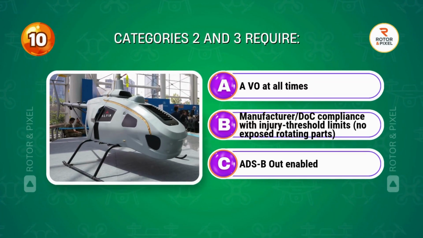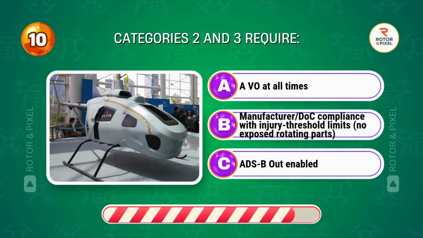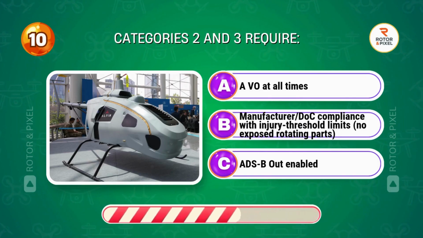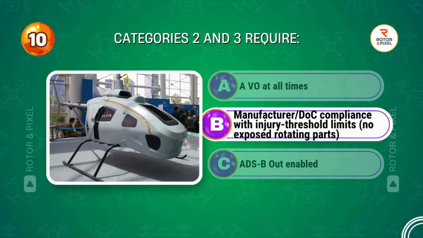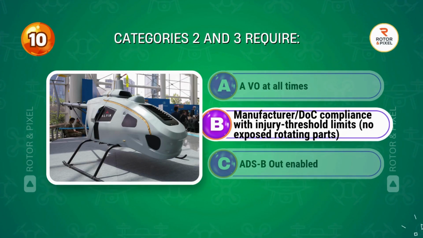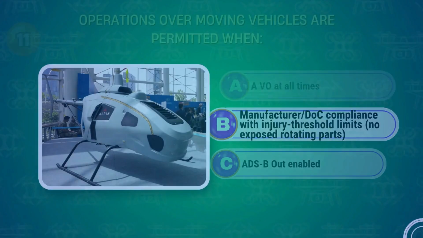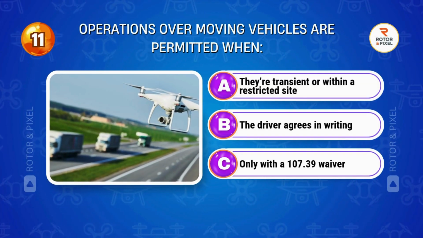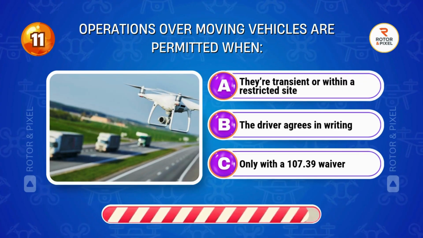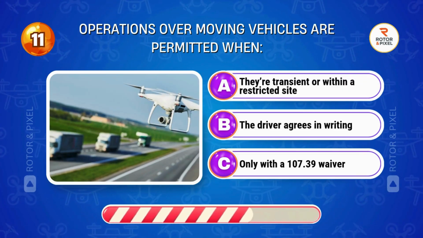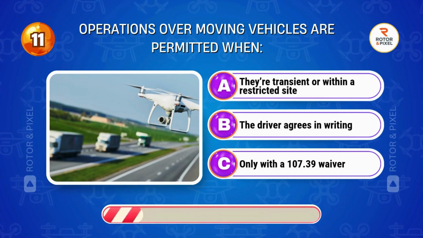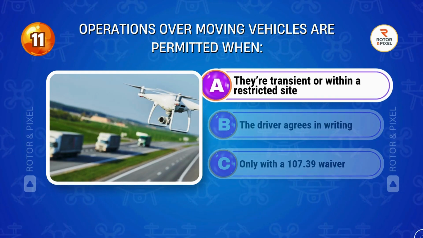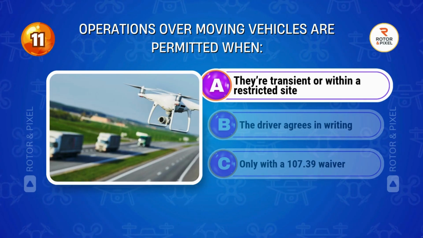Categories 2 and 3 require Answer B, manufacturer/DOC compliance with injury threshold limits. Operations over moving vehicles are permitted when Answer A, transient or restricted site overflight allowed.